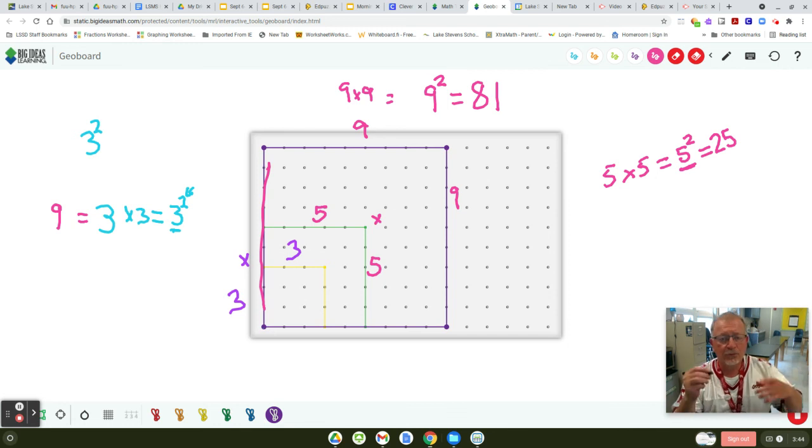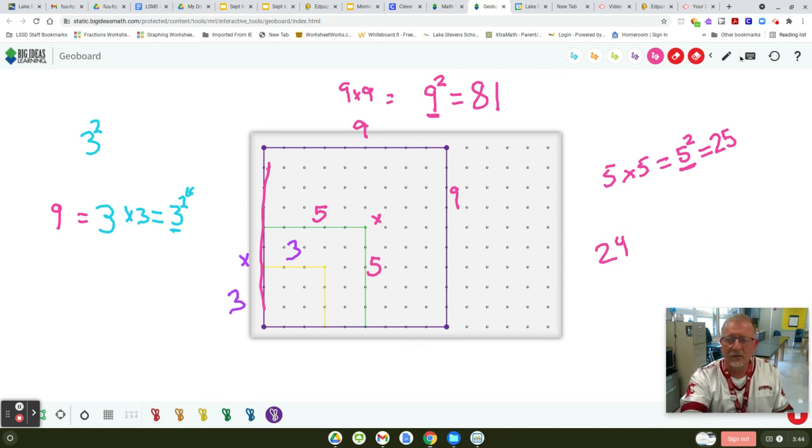So to make a perfect square, you take a number and you multiply it by itself, or you take a number and you square it. Is 24 a perfect square? Can you make a rectangle, or can you make a square that has whole number factors that are the same? We can do 6 and 4.